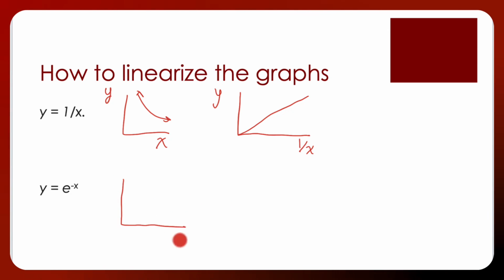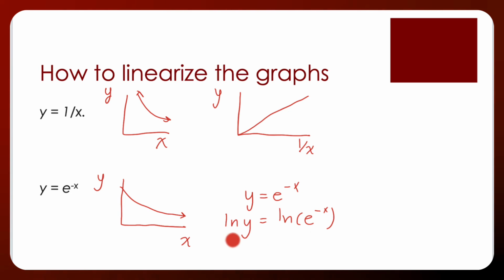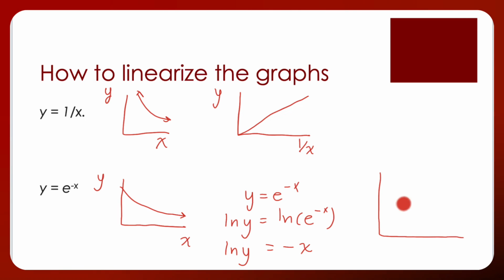For this one, if it is an exponential decay, then I need to do a bit of math here. If I take the ln of this side, ln y, and I get ln of e to the negative x, ln y will be negative x. Because when you do ln of e to the exponent negative x, the exponent comes down. And if I do this, I should get a negative linear line.